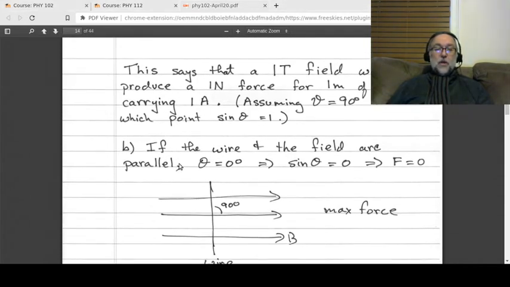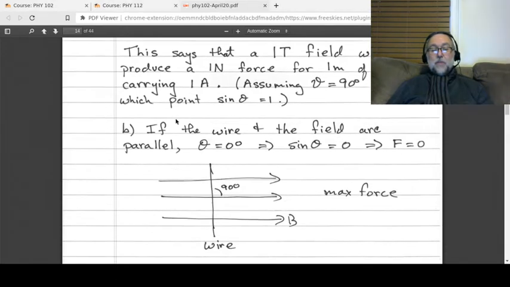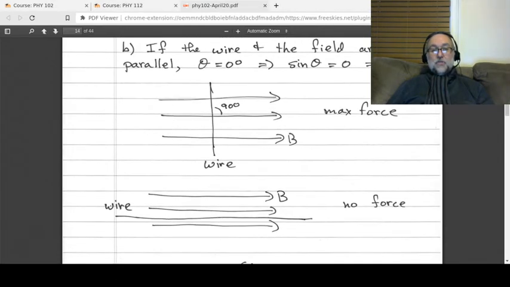Okay, so part B, if you remember, I said we're going to have the same situation, but now I want the wire and the field lines to be parallel to one another. But parallel means that theta is equal to 0 degrees, and sine of 0 degrees is 0, and so that means there's no force. Here are my diagrams showing the two different orientations. When you have the wire perpendicular to the B fields, that's when you'll get your maximum force. But if your wire is parallel to the B fields, there's no force, none at all. And that's just the way these B fields work.